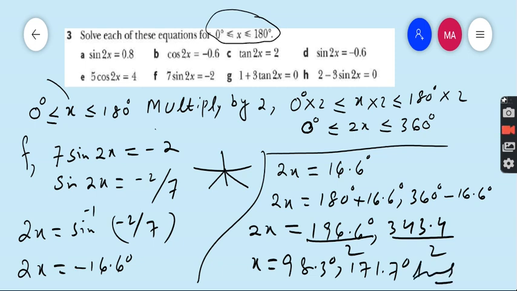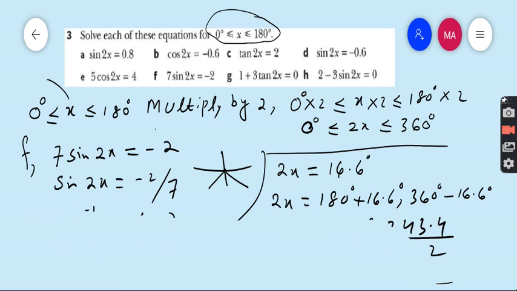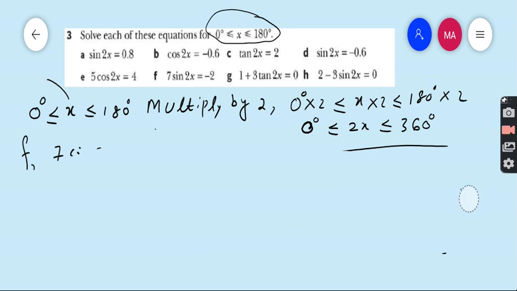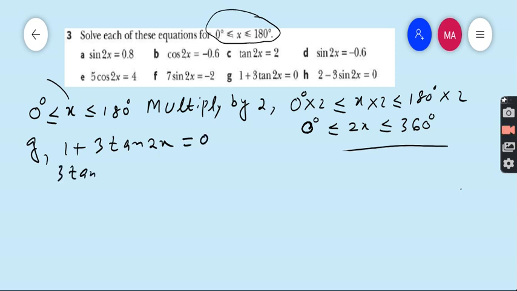So I hope you completely understand part F. Come to part G. Part G is 1 plus 3 tan 2x equals 0. Then 3 tan 2x is equal to minus 1, so tan 2x is equal to minus 1 upon 3.